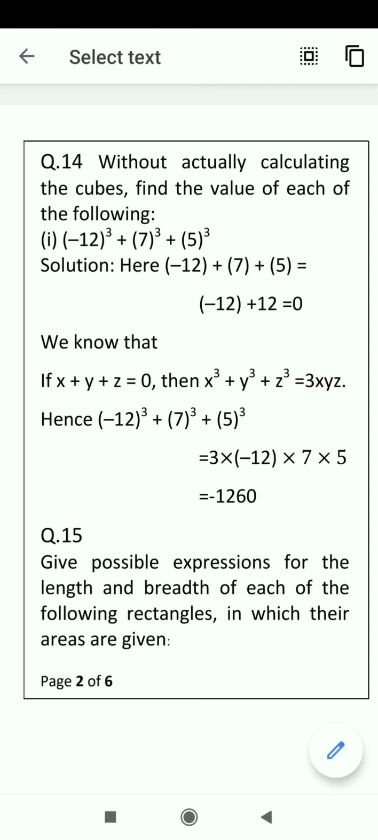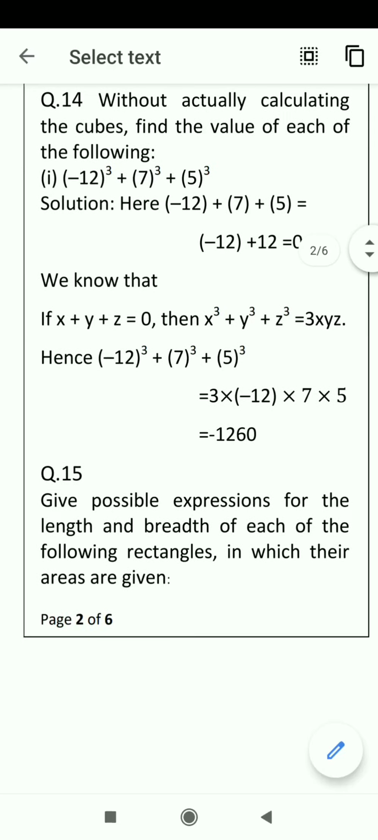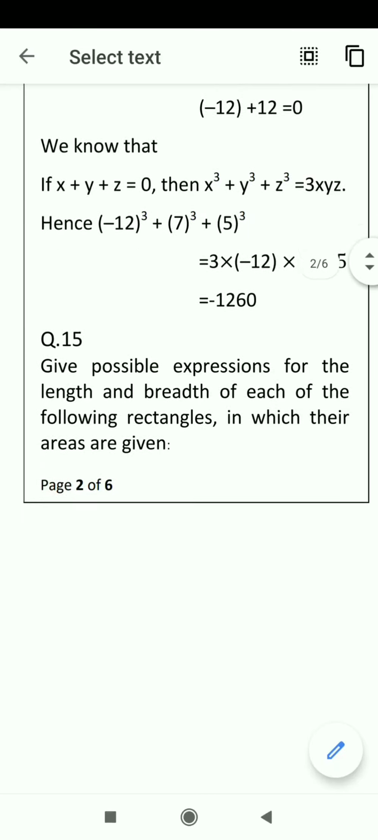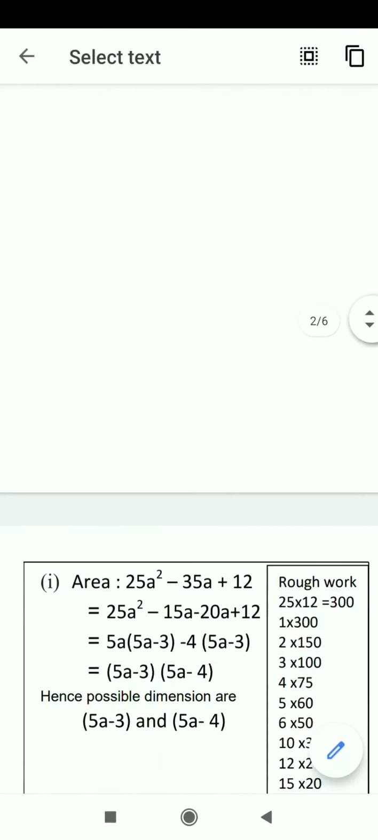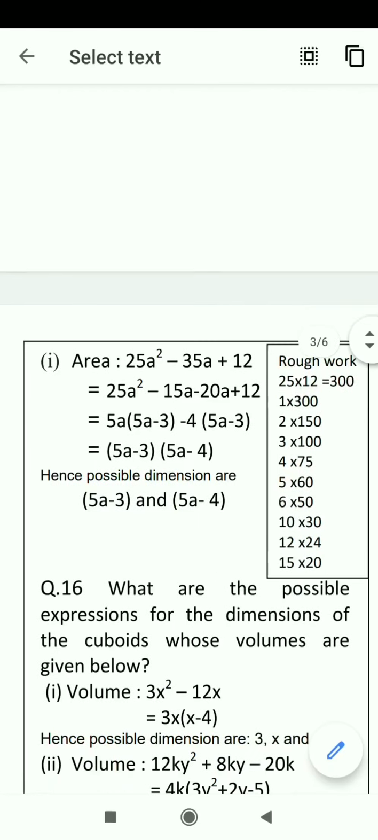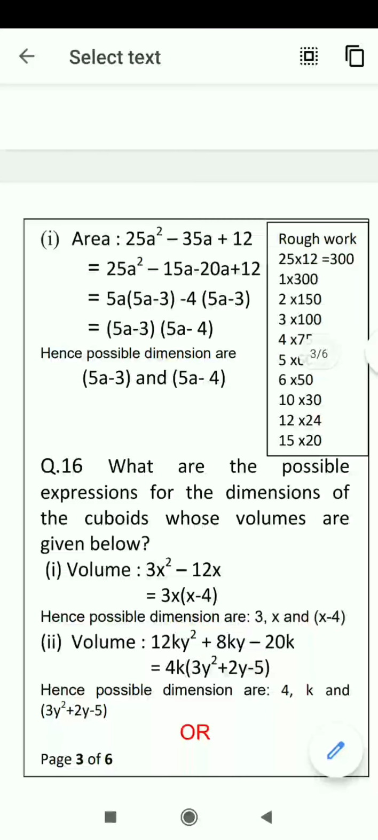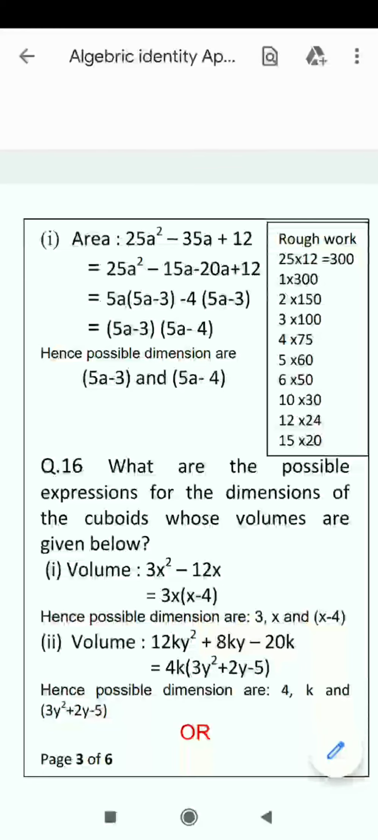Now see question number 15. Give possible expressions for the length and breadth of each of the following rectangles in which their areas are given. The area is given to us and we have to find the length and breadth. So here area equal to, it is given to us, 25a square minus 35a plus 12. We want to find the length and breadth, so we have to factorize it. For the factorization, we have to use the method of splitting the middle term.